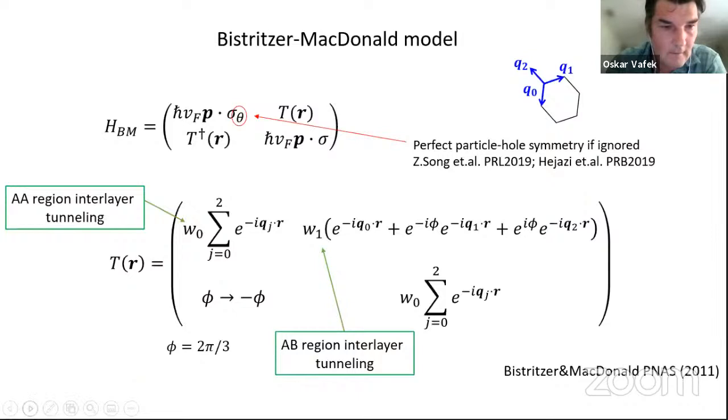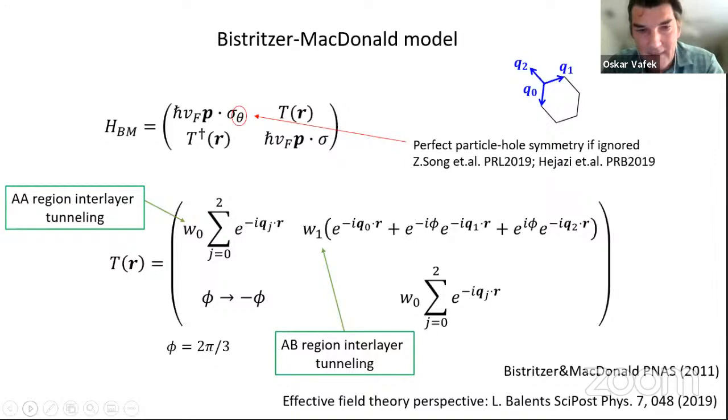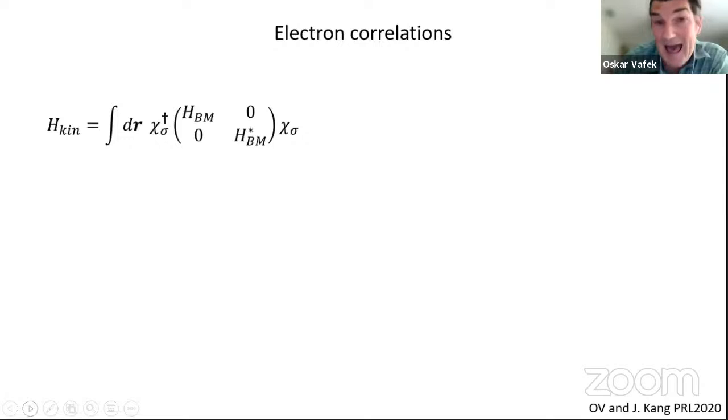All right, so there's a nice way to think about this problem that was introduced by Leon Balents, namely to think about this as an effective field theory in which this is a leading order gradient expansion of the continuum field theory. And so now let's try to add electron correlations to this problem.